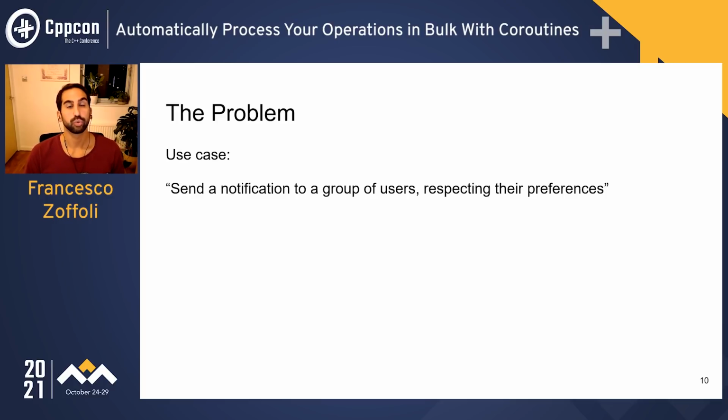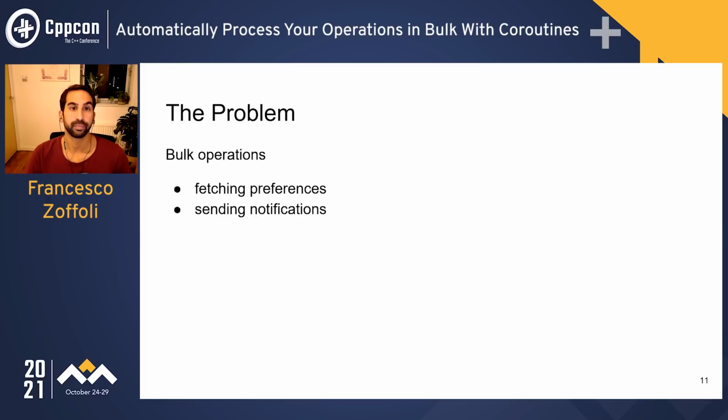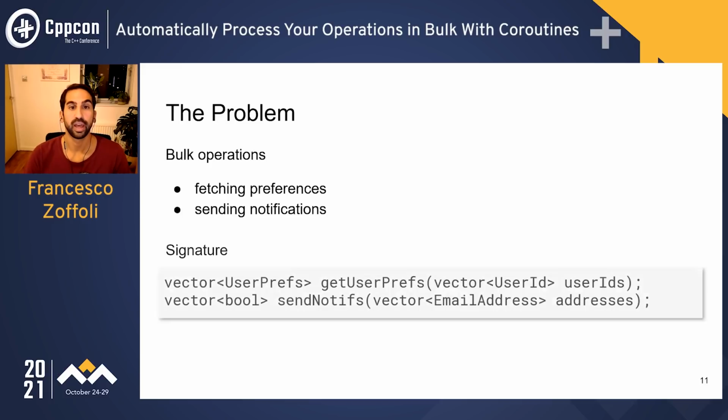For the rest of this presentation, we'll look at a concrete use case. We will want to send a notification to a group of users respecting their preferences. This is so that we have a concrete problem to solve. In this problem, we are going to have two bulk operations. One is fetching the preferences of the users, and the other is sending notifications. Here, we can see the signatures. We have the getPreferences function, which takes a vector of user IDs and returns a vector of user preferences. And then we have a sendNotification function, which gets the email addresses where we need to send the notification and returns a vector of Booleans, which says whether the notification was successfully sent or not.